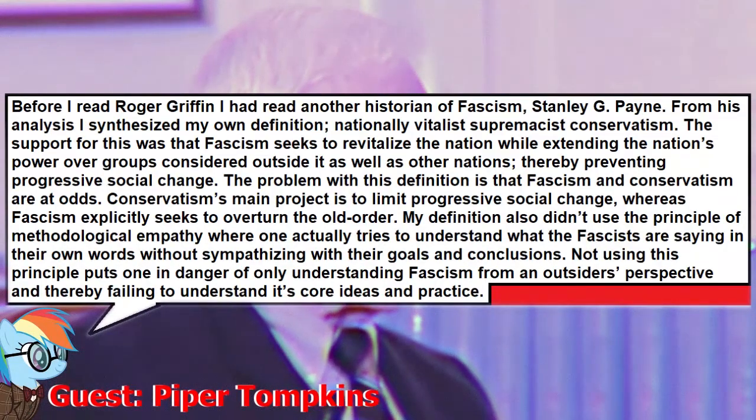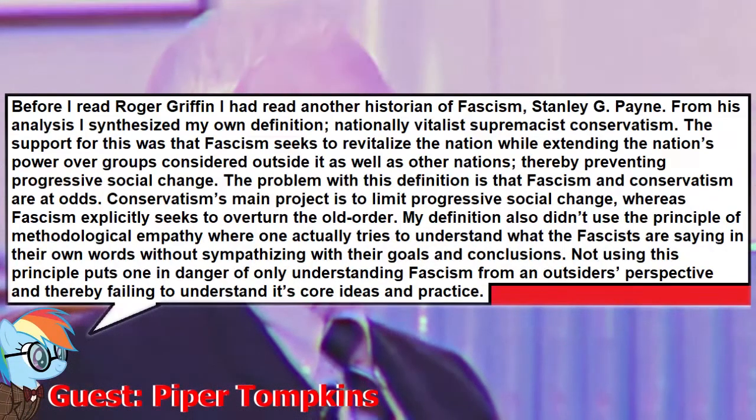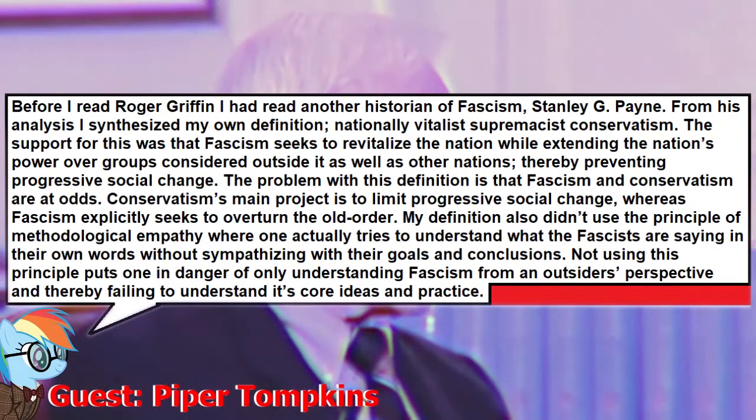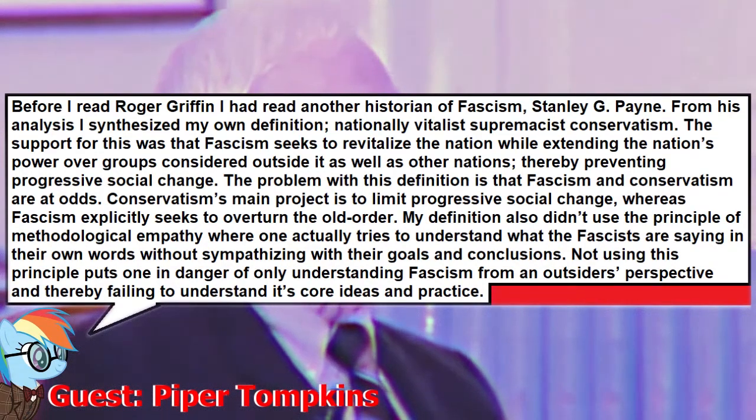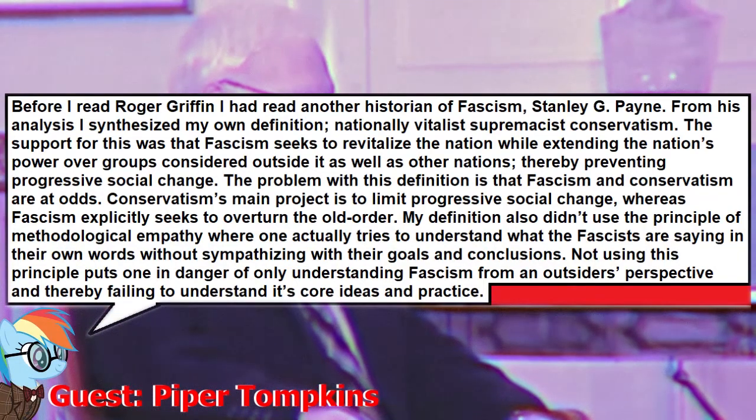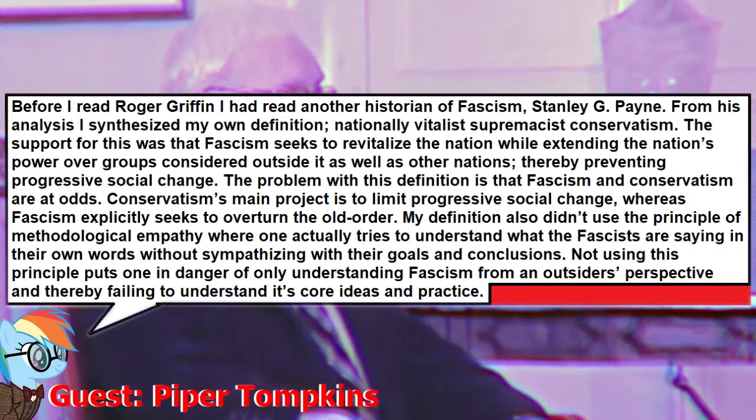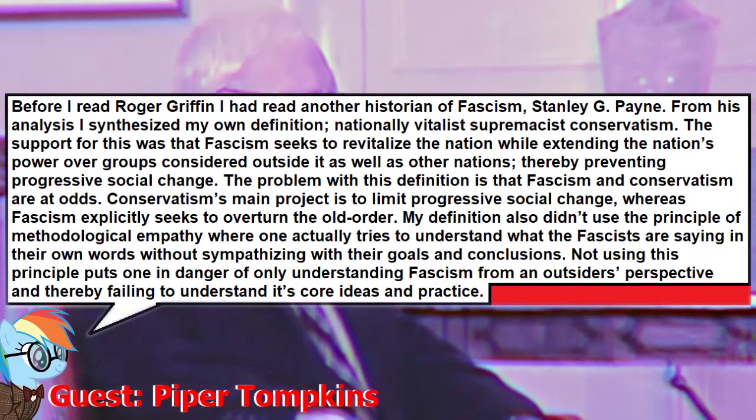Before I read Roger Griffin, I had read another historian of fascism, Stanley G. Payne. From his analysis, I synthesized my own definition, nationally vitalist supremacist conservatism. The support for this was that fascism seeks to revitalize the nation while extending the nation's power over groups considered outside it as well as other nations, thereby preventing progressive social change. The problem with this definition is that fascism and conservatism are at odds. Conservatism's main project is to limit progressive social change, whereas fascism explicitly seeks to overturn the old order.